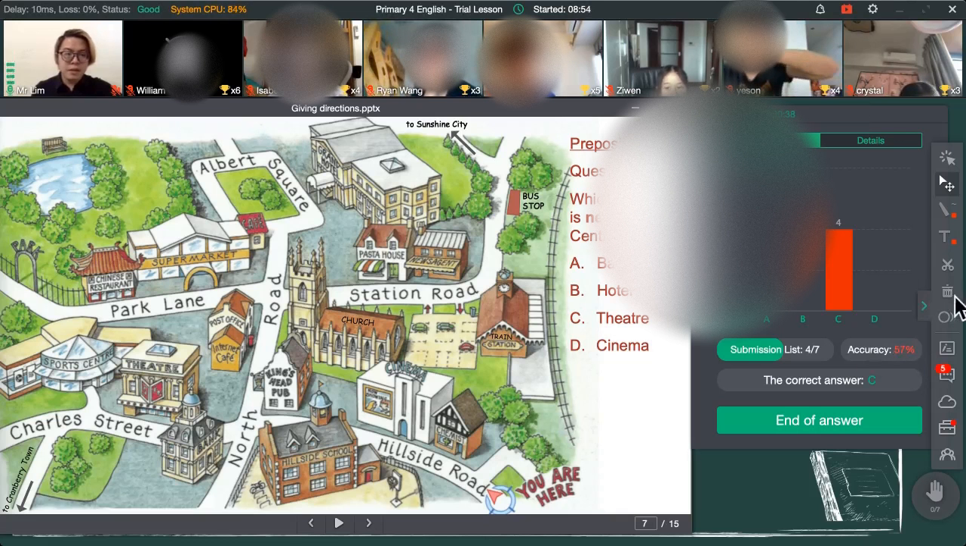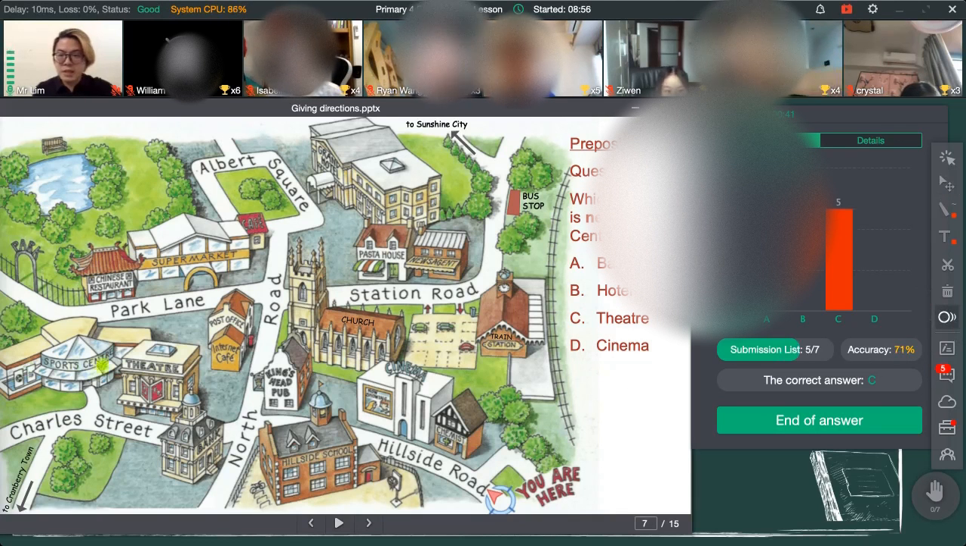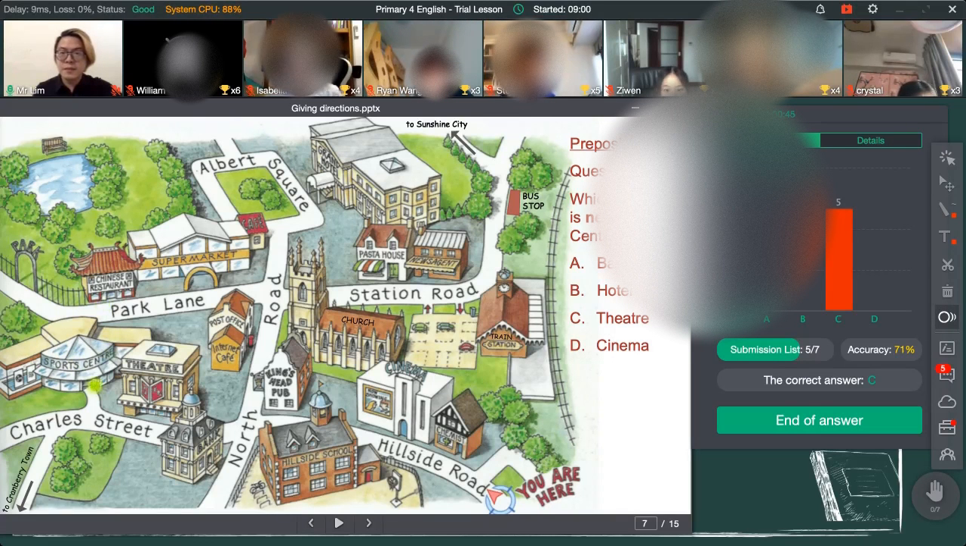All right, let me show you where the sports center is. The sports center is here. Okay, can you see my laser pointer? Which building is next to the sports center? I'm still waiting for some of you.